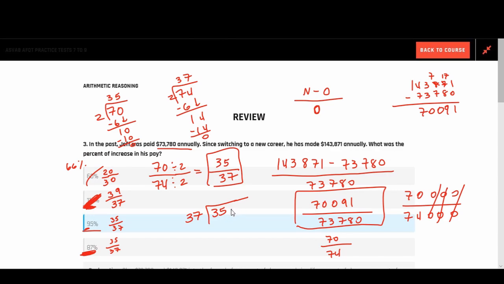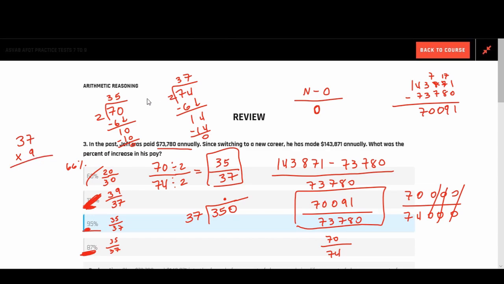35 is too small, so I have to add a 0. In adding that 0, I have to add a decimal up there. Now the question is, how many times does 37 go into 35? Well, again, I'm using the answer choice, which starts with 9, to help me figure that out. So I'm going to do 37 times 9.